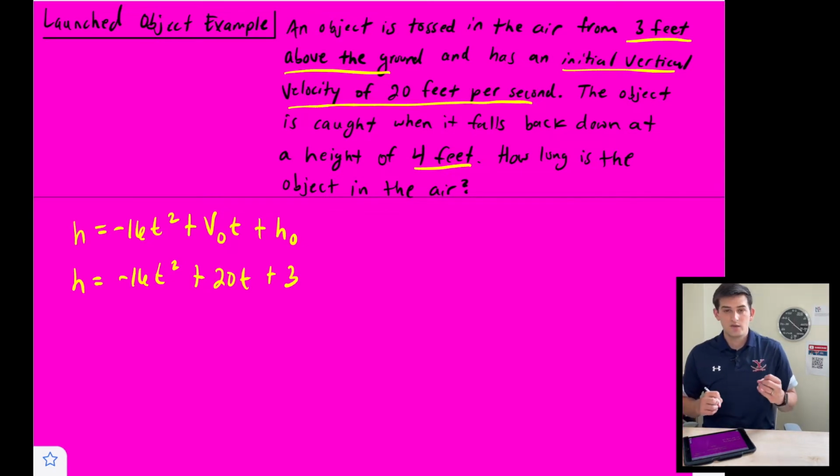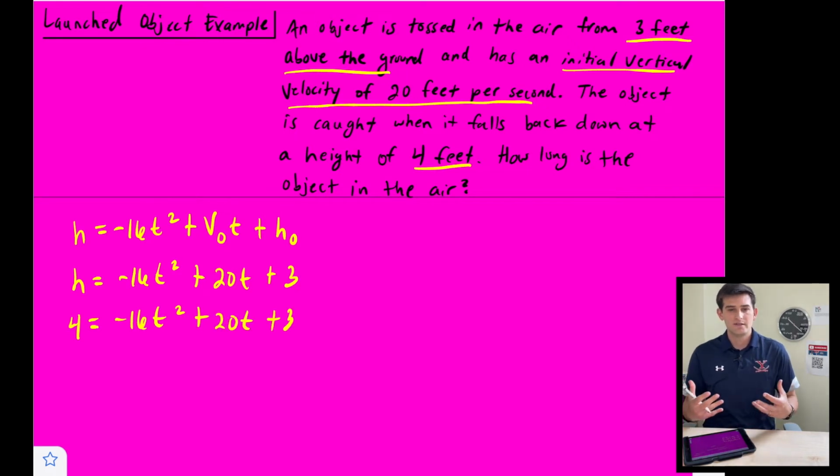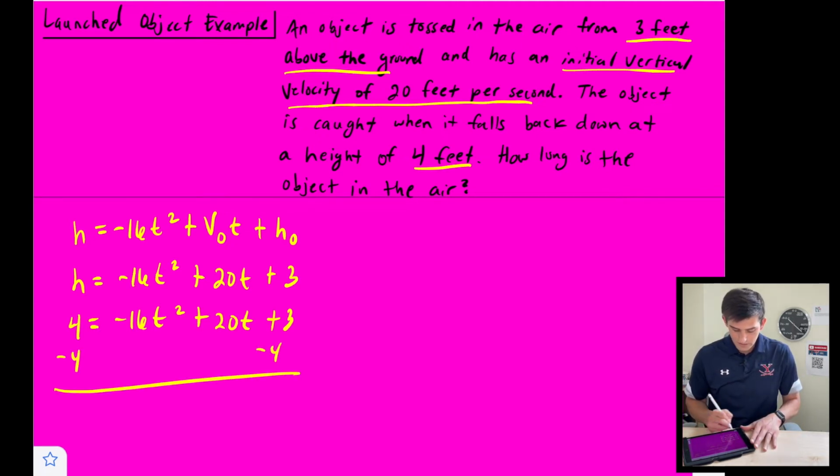Now it says, how long is the object in the air? Well, it's telling us that when we toss the object up, we're going to catch it at a height of 4 feet. So in the previous example, we were going to see when the object hit the ground, so we said h was 0. Well, here we're catching the object 4 feet above the ground, so let's let h be 4. So now we have 4 is equal to negative 16t squared plus 20t plus 3. Now if we want to solve this, let's set this equal to 0. So let's subtract 4. So now we have 0 equals negative 16t squared plus 20t minus 1.